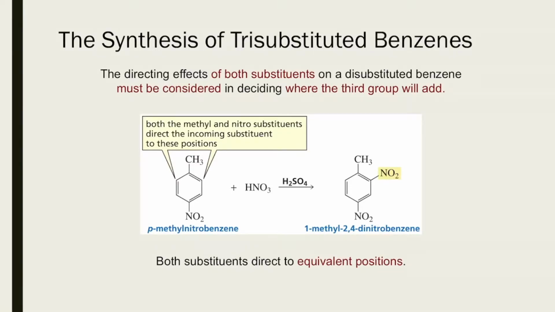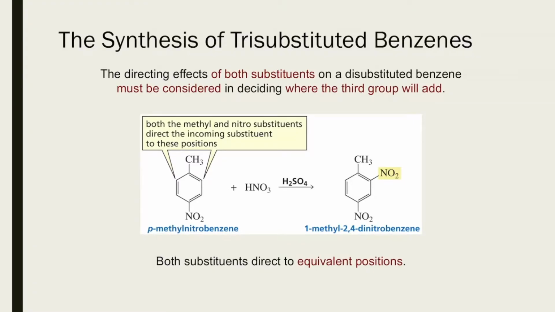Synthesis of tri-substituted benzenes. When a di-substituted benzene undergoes an electrophilic aromatic substitution reaction, the directing effects of both substituents have to be considered. If both substituents direct the incoming substituent to the same position, the product of the reaction is easily predicted. So here is one such example.